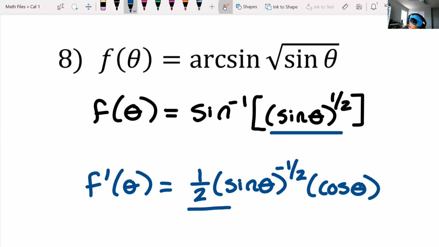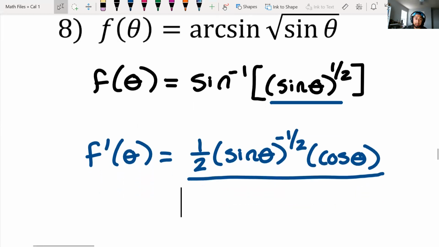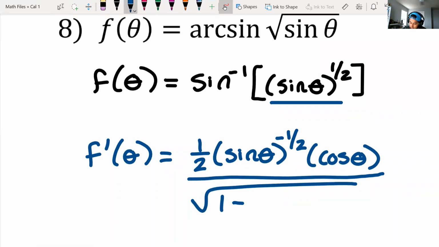Now we put it all over the square root of 1 minus the inside function, brackets to be neat, sine theta to the 1/2 squared. So 1 minus u squared.